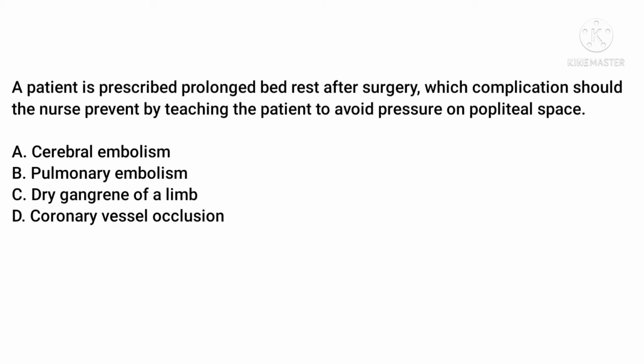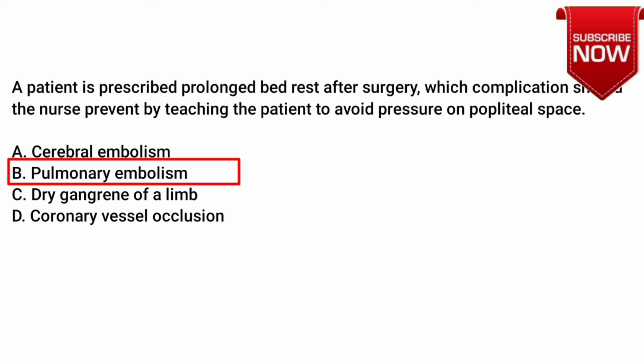A patient is prescribed prolonged bed rest after surgery. Which complication should the nurse prevent by teaching the patient to avoid pressure on popliteal space? Option A, cerebral embolism. Option B, pulmonary embolism. Option C, dry gangrene of limb. Option D, coronary vessel occlusion. The answer is option B, pulmonary embolism.